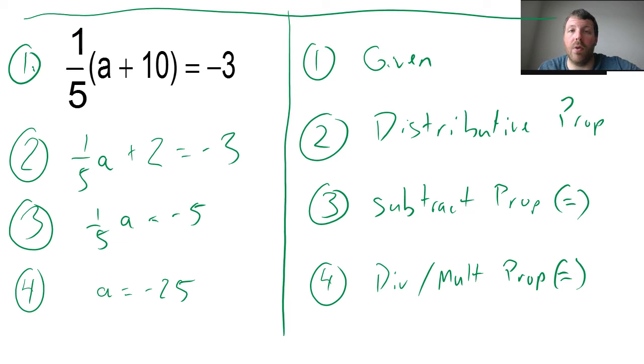All right, so I have a set of directions now. I started with a given, I've gotten to where my A is by itself, and I have all the steps in between. And that's what an algebraic proof looks like. So anytime you have to do that, that's what it's got to look like.